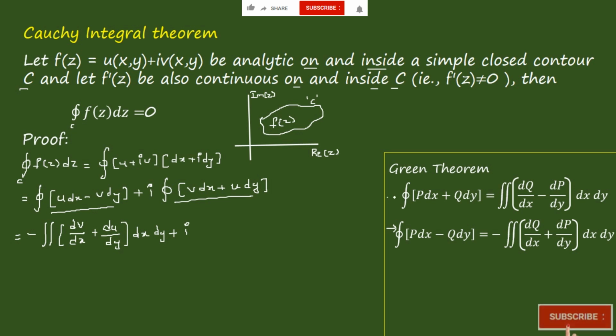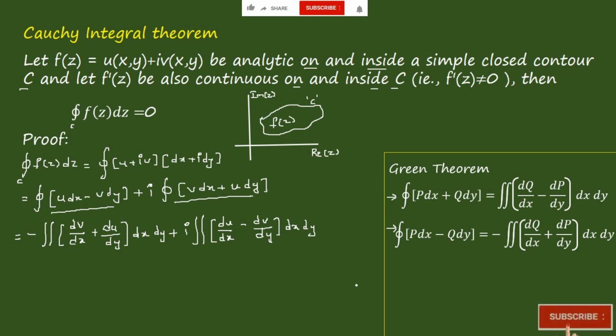coming to the second term, we will go with this equation: the integration over the closed curve of p into dx plus q into dy is equal to the double integration of dq by dx minus dp by dy dx dy. Now here p is v and q is u. So we get the double integration of du by dx minus dv by dy into dx dy.